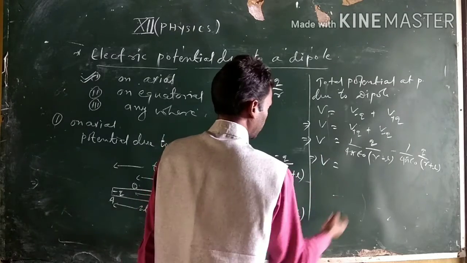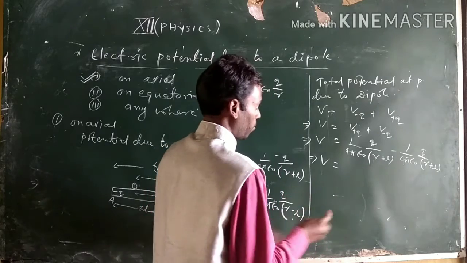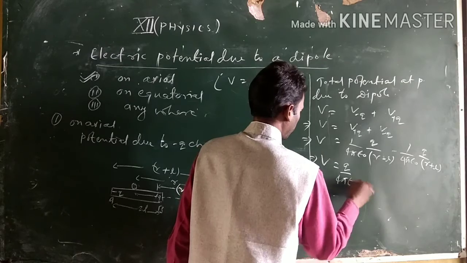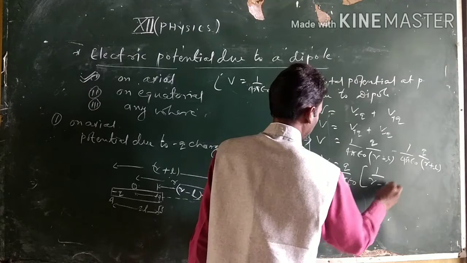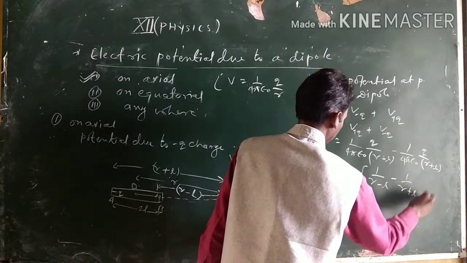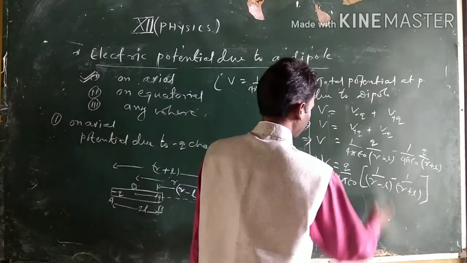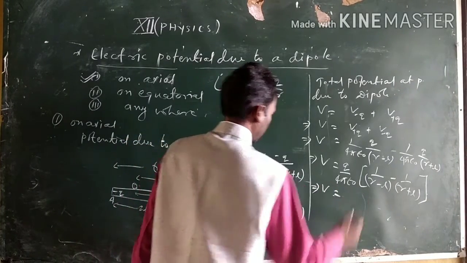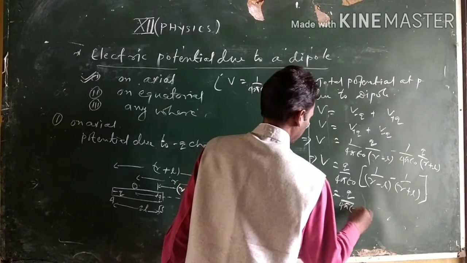Here some term is common, that means Q divided by 4 pi epsilon naught is common. That's why we are taking Q divided by 4 pi epsilon naught common: 1 by (R minus L), minus 1 by (R plus L). Okay, this one we have to solve, right? Then our potential is Q divided by 4 pi epsilon naught.